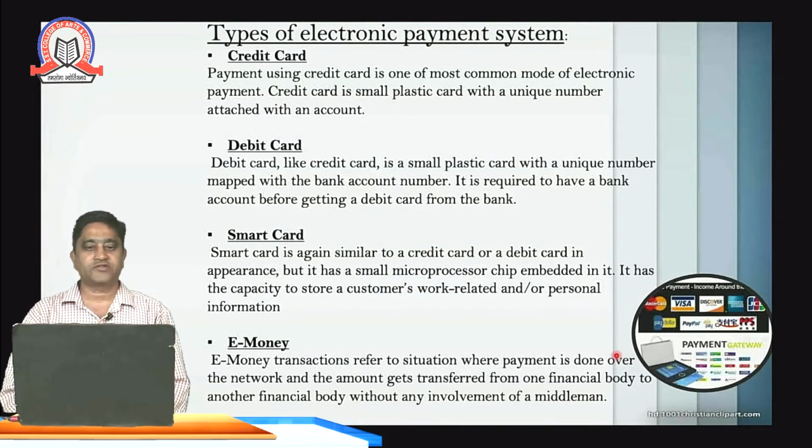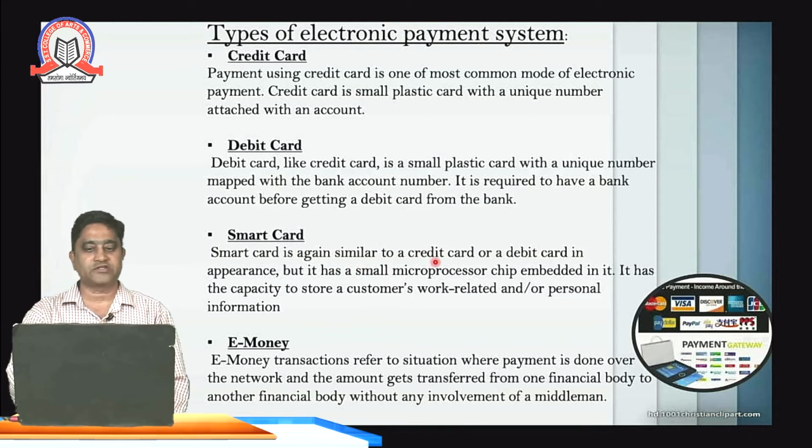So, types of electronic payment systems. The earlier one was the credit card. Payment using a credit card is one of the most common modes of electronic payment. A credit card is a small plastic card with a unique number attached to the account number, followed by the debit card. A debit card is also like a credit card, a small plastic card with a unique number mapped to a bank account number. It is required from the bank, that means we have to go to the bank to collect the debit card.